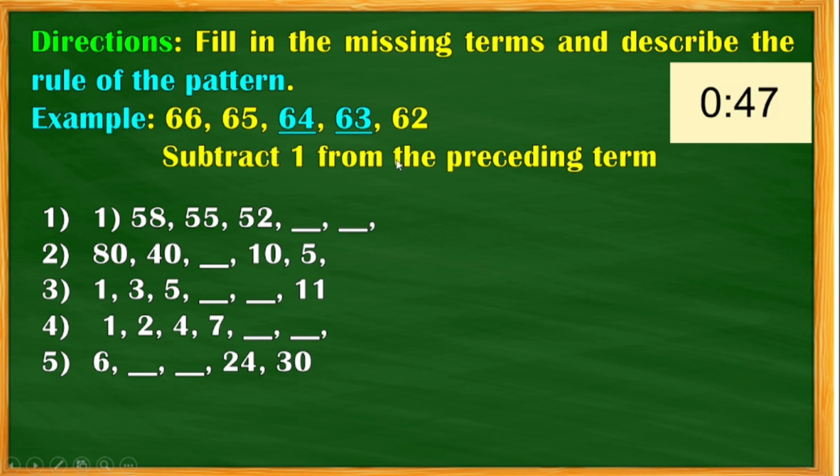Number 1: 58, 55, 52, blank, blank. Number 2: 80, 40, blank, 10, 5. Number 3: 1, 3, 5, blank, blank, 11. Number 4: 1, 2, 4, 7, blank, blank. And number 5: 6, blank, blank, 24, 30.